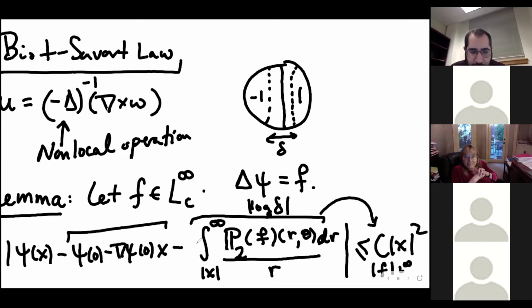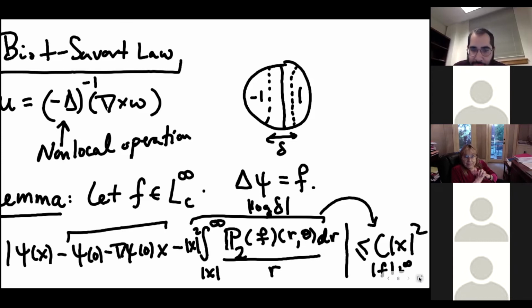Sorry. And there's a scaling problem. So it's x squared times log delta. Sorry. Sorry about that. Okay.